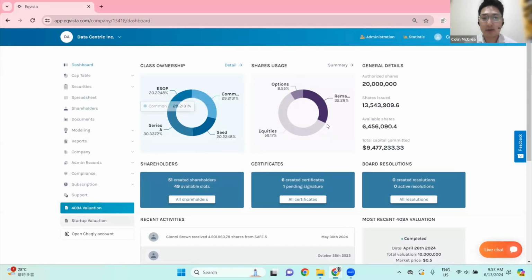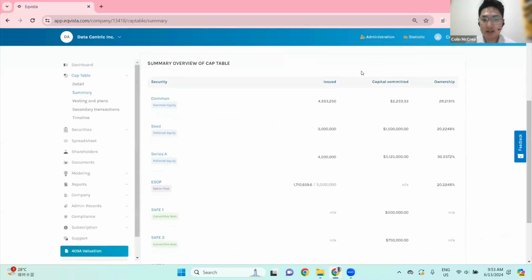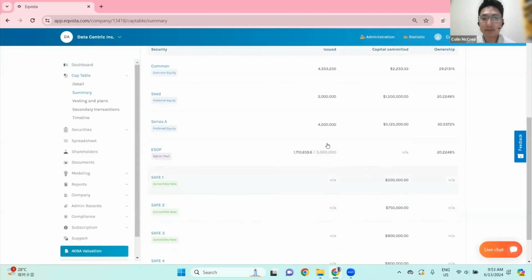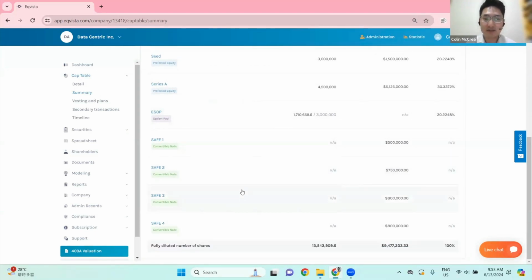So for example, here's a dashboard with a summary of all of the different share classes: an ESOP, the common stock, the seed, and a Series A. If I click on summary, I can go directly to the page where it has a summary of all the different equity classes. You can see here the issued shares, how much capital, and how much ownership is in each. For this company, they had a few rounds of funding. They also have some SAFEs as well.